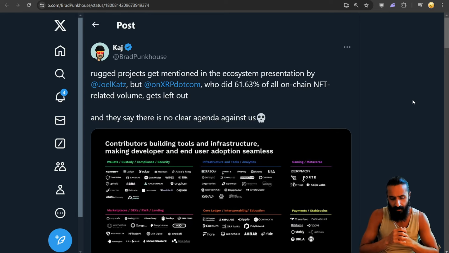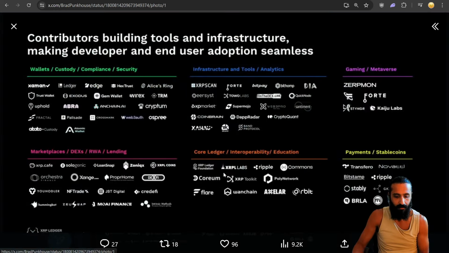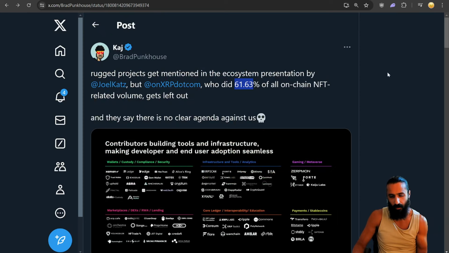One thing I'll make clear, guys, I have a big pain point with Ripple in the community. Am I wrong here? Why does it seem like Ripple is always out of touch with their community? They're out of touch with the builders, with people who are building. If you're doing 62% of volume, that name better be somewhere on this list of about 90 names. I don't even know what they are. Zerpmon, Forte, Stinger, Kaiju, like who, what, when, where, how, why? I see some like Zaman and Zahao. But it's so bizarre how out of touch they are.